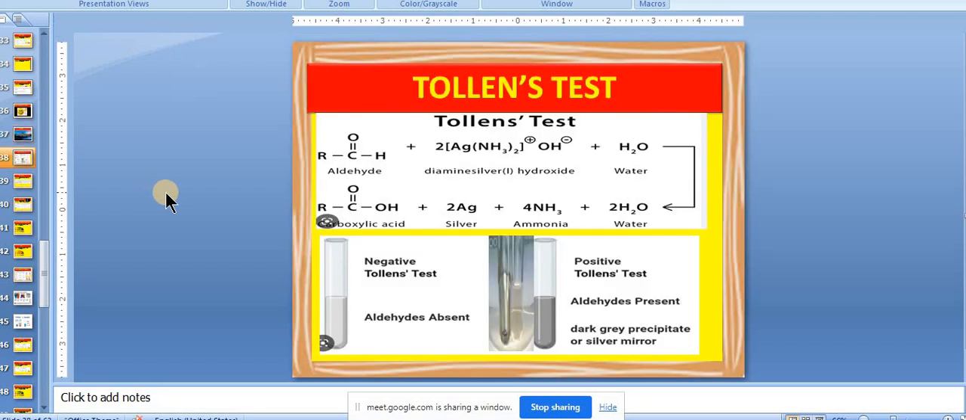Now, the next test is Tollen's test. Tollen's test will be given by aliphatic as well as aromatic aldehydes. As we know in the previous iodoform test, iodine was oxidizing agent. Similarly, Tollen's reagent also is an oxidizing agent. So, what is happening here? Aldehydes are oxidized to carboxylic acids, and Tollen's reagent observation is it will form silver mirror on the sides of the test tube. You can see on the screen the shining silver test tube.